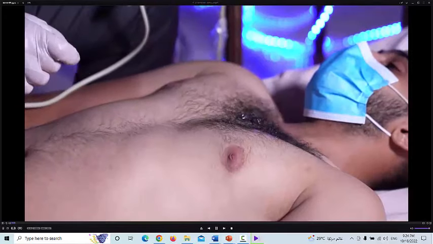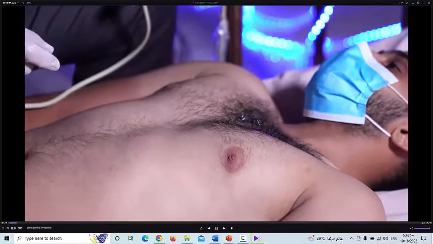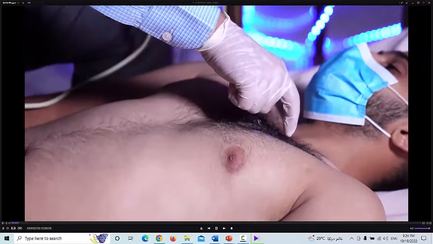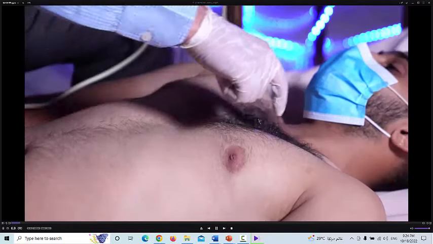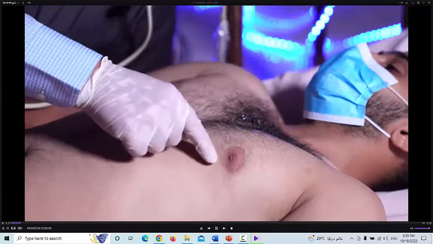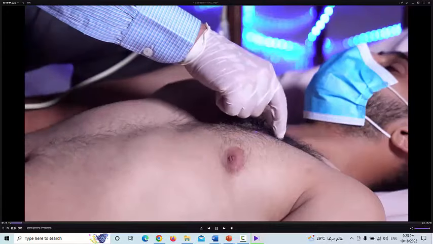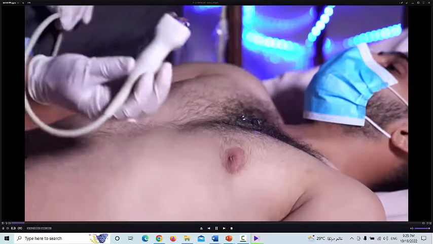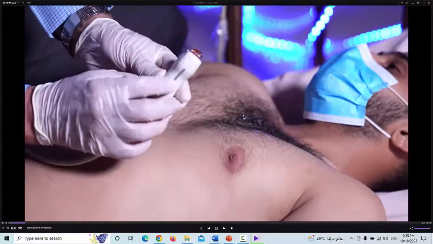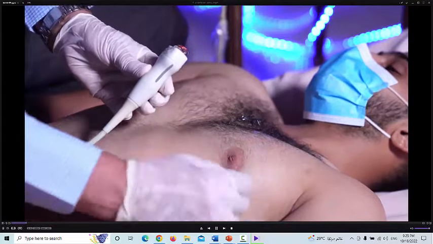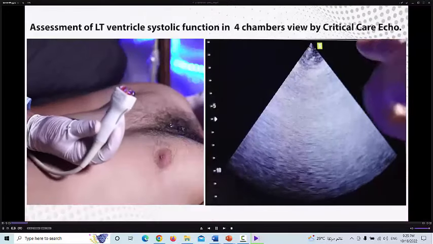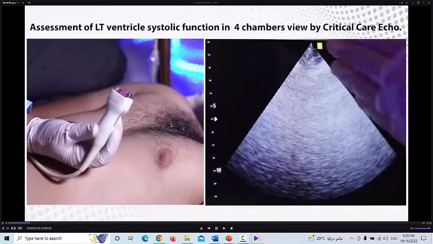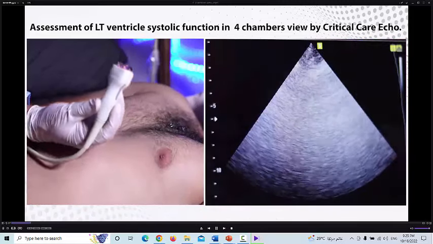Now we'll talk about a very important view, which is the four chamber view. As you see, as we said, the heart is tilted from the upper to the lower and from the right to the left. So the apex will be here and the base will be here. In the four chamber view, the mark of the probe will be on the left side at 3 o'clock, okay? And the mark here in the machine will be on the left side. So the mark is matching the mark.